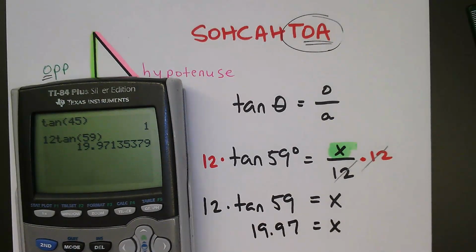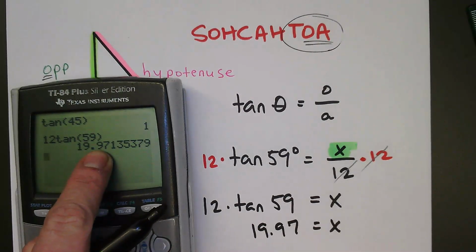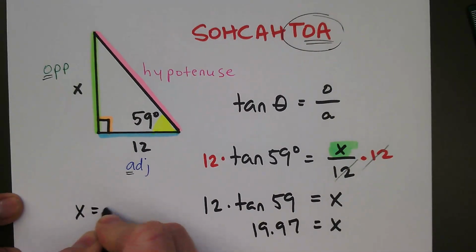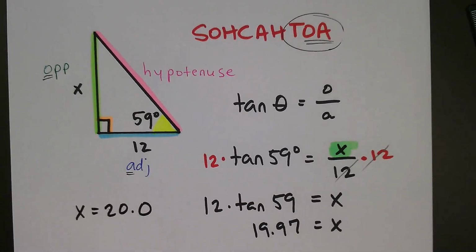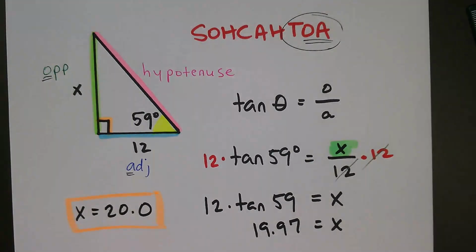And I think I was supposed to actually round to one decimal place in the prompt from the assignment. So this would actually become, that 7 makes that 9 go up, actually going to be 20.0. I'll put that over here. If we round to one decimal place, it's 20.0. So that's going to be my final answer here. That is the side length opposite that 59-degree angle in this right triangle.